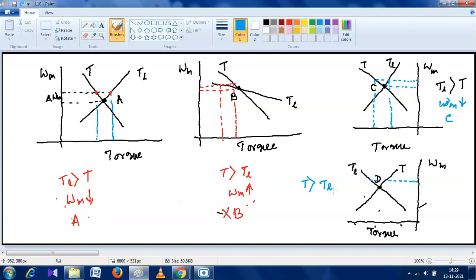What will happen, Ritesh? Yes, sir. What will happen if the machine torque is greater than the load torque? The speed will increase, and the operating point will go away from point D. So D is an unstable equilibrium point.